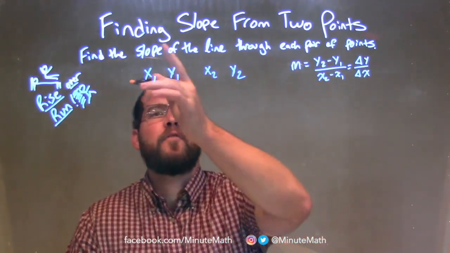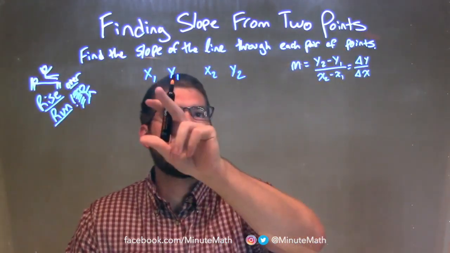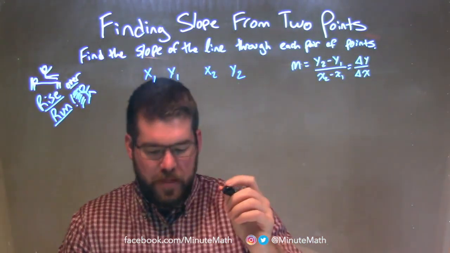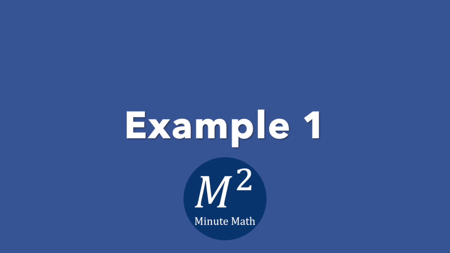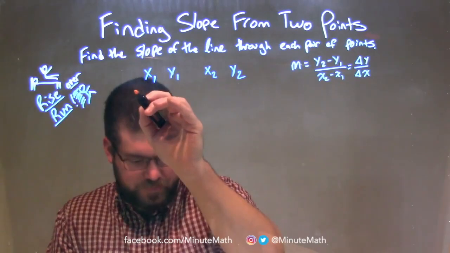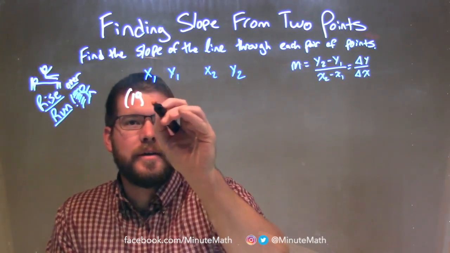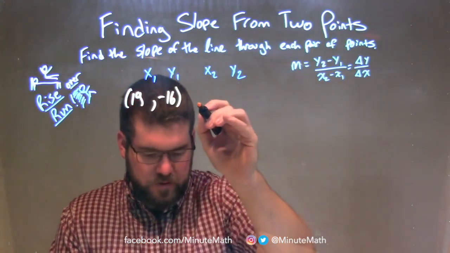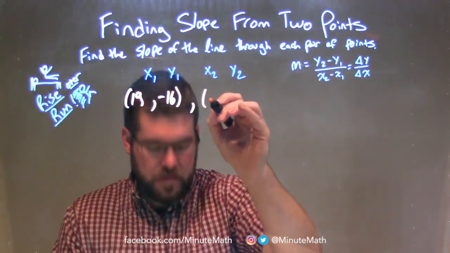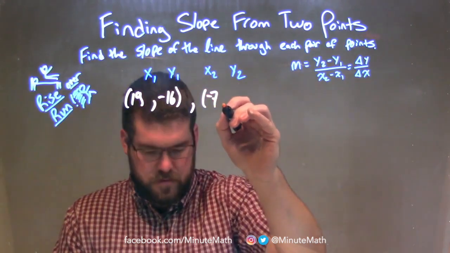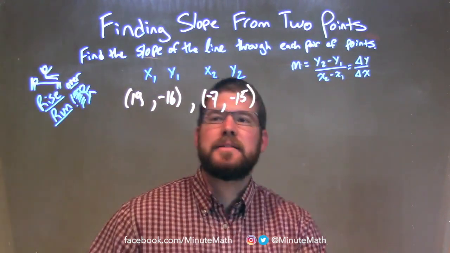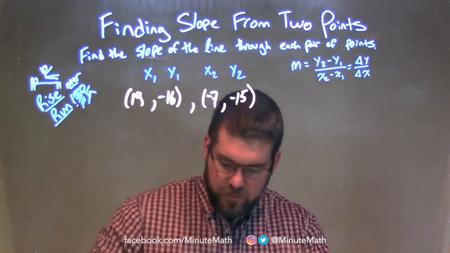And today we're going to learn about finding slope from 2 points. We're going to find the slope of the line through each pair of points. So if I were given these points here, 19, negative 16, so 19, negative 16. My second point here is negative 7, negative 15. Okay, so I have 19, negative 16, and negative 7, negative 15.